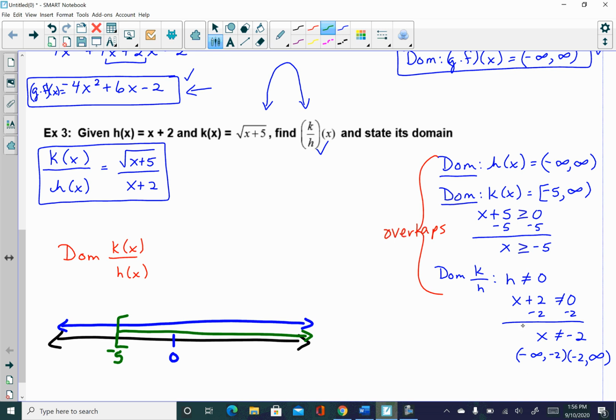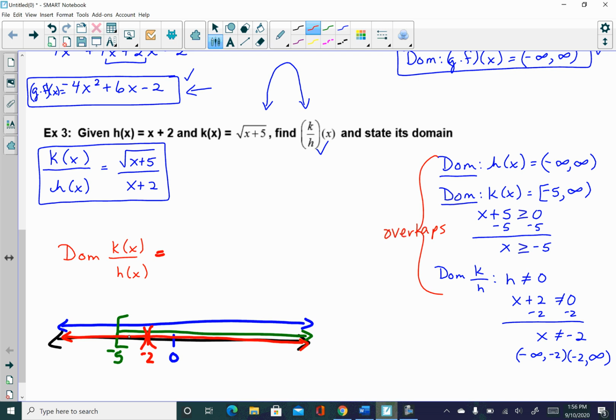But now throw in this last piece, and it says that I have a new restriction over here at negative 2. And it says that at the negative 2, I've got a parenthesis going both ways, and I am this way, and I am that way. So essentially now, my domain of k of x over h of x is where the blue line, the green line, and the red line are all on top of one another, okay? So that means I cannot include anything less than negative 5. That's not going to work. It's got to be over here on the right-hand side of negative 5.